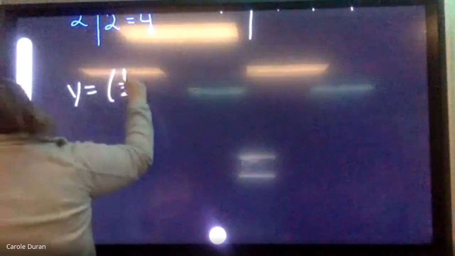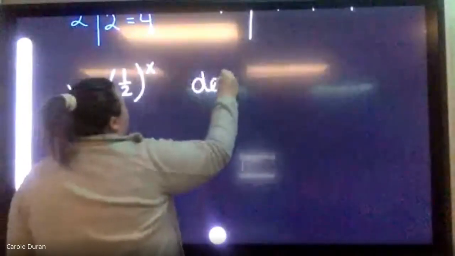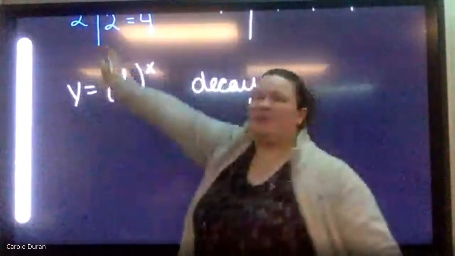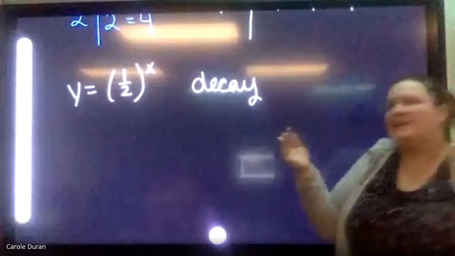Okay, next example we're going to do. y equals 1/2 to the x power. Before I even graph this, what kind of graph am I going to get here? A decay, because my base is a fraction, not a whole number. So I automatically know that when I graph it, I should get really big y values on the left and really small y values on the right. Let's see if that matches.